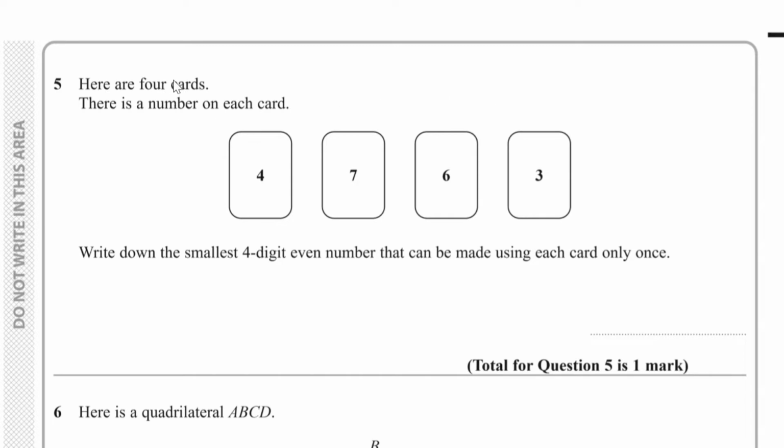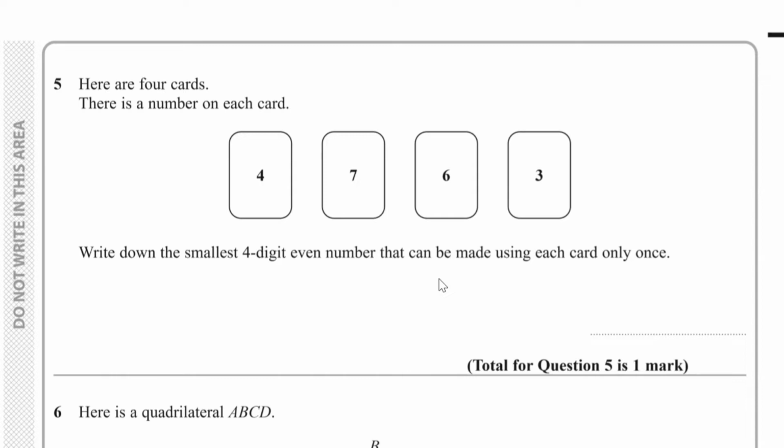Question number 5. Here are 4 cards. There is a number on each card. We've got 4, 7, 6 and 3 as the numbers on the cards. We have to write down the smallest 4-digit even number that can be made using each card only once.